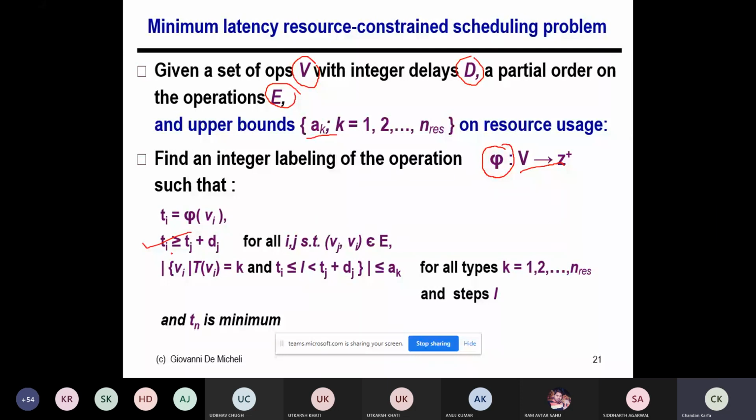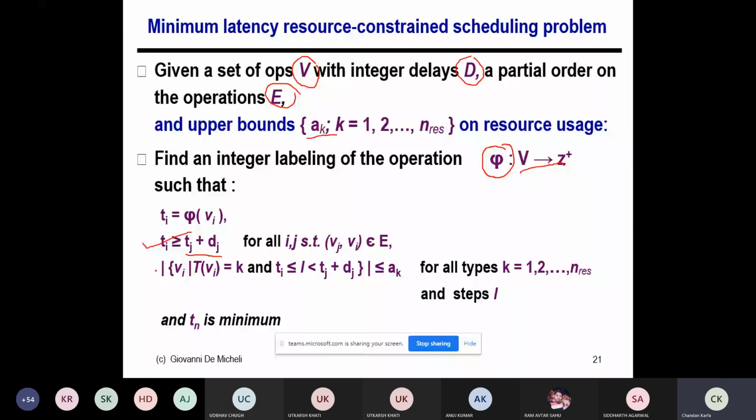The dependency constraint is something like this. If I schedule a node Vj at time step Tj, each subsequent node Vi should only be scheduled when this node finishes execution, right? And this particular node Vj will finish its execution at Tj plus Dj minus 1 time step, and then the next step I can schedule the successor node Vi, right?